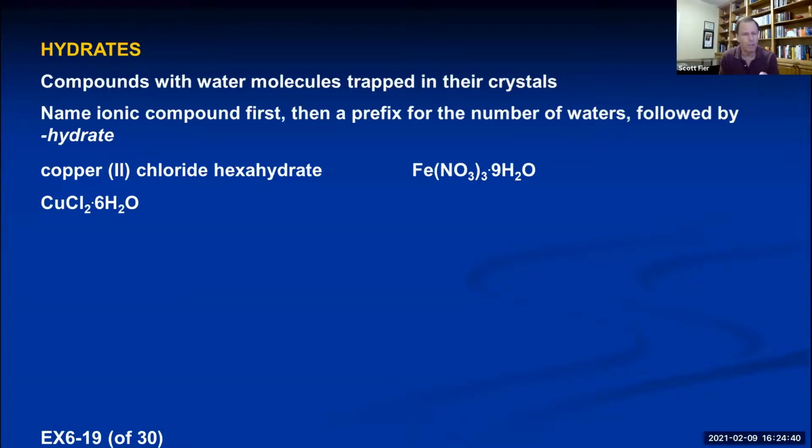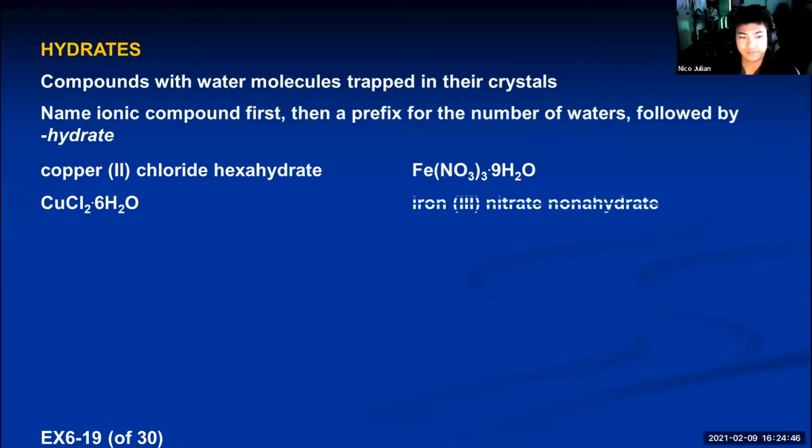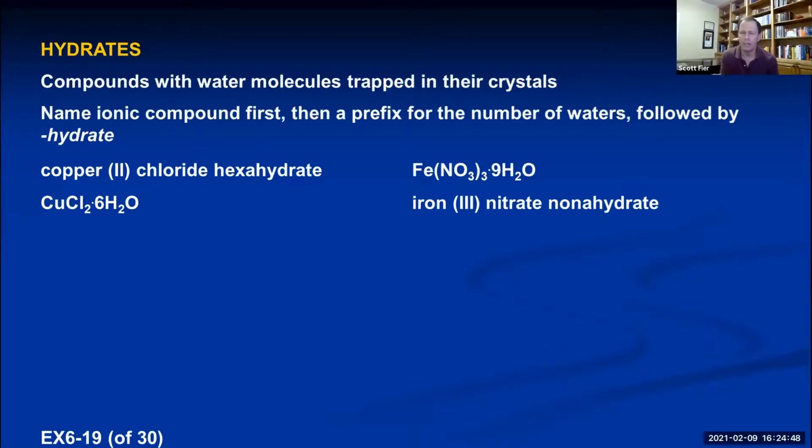That's the ionic portion. And then we name the 9 waters. So how would you name 9 waters? Nonahydrate. There you go. So it's iron 3 nitrate, nonahydrate. Does that make sense?